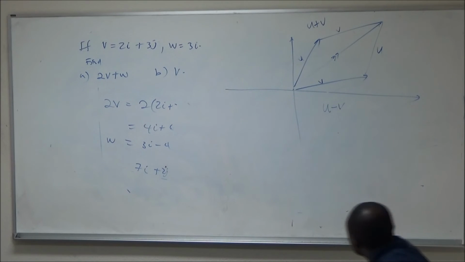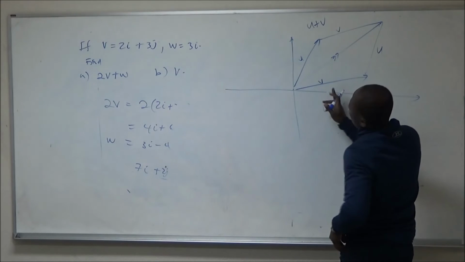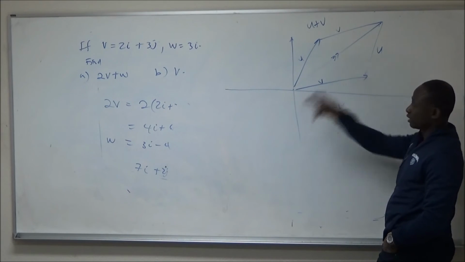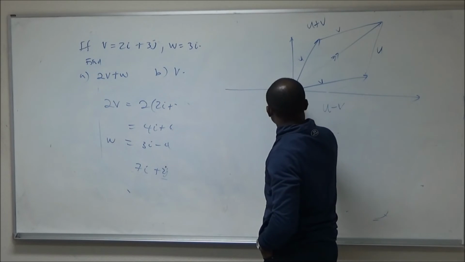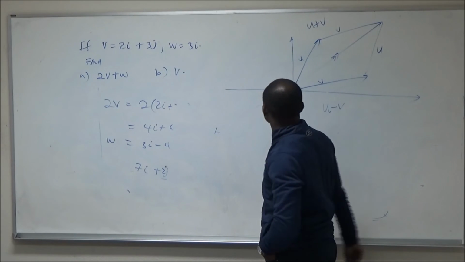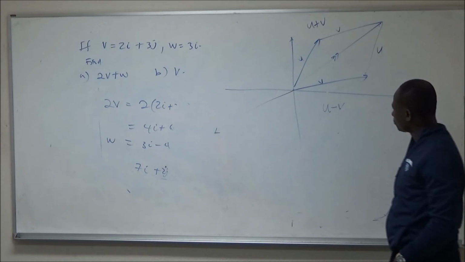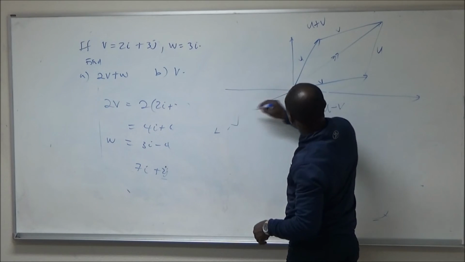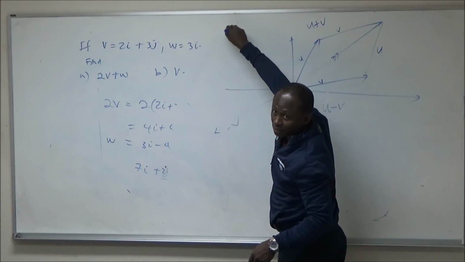U minus v. Okay, so the cool thing is you just have to reverse the direction of this, right? Instead of it going that way, it's now going this way. Boom. Do you see that? So if this is going this way, this is minus v, and the resultant is something like that. Okay.